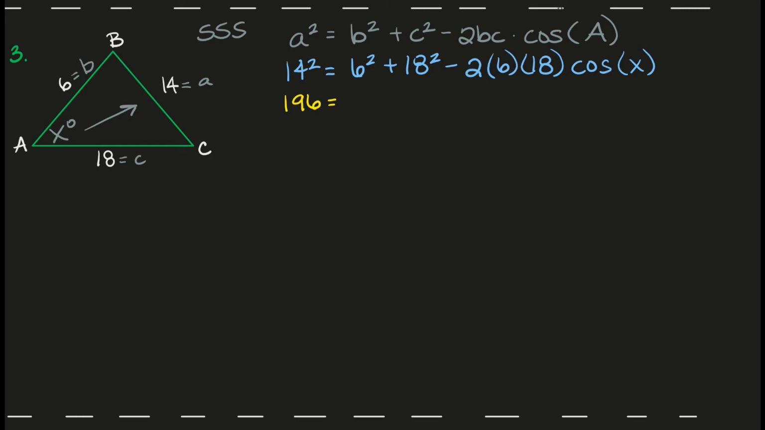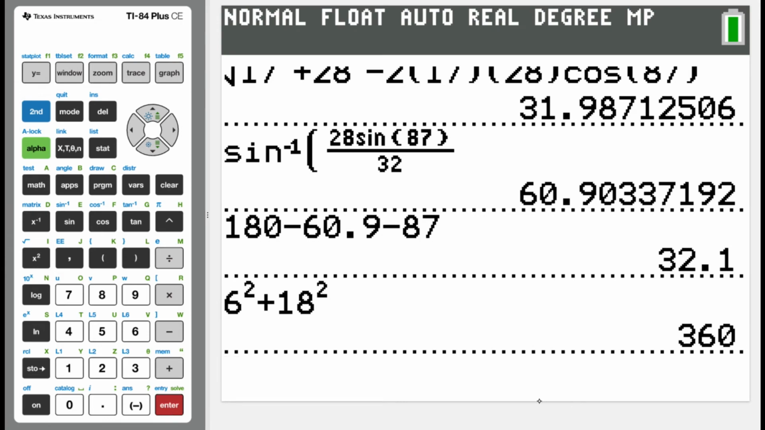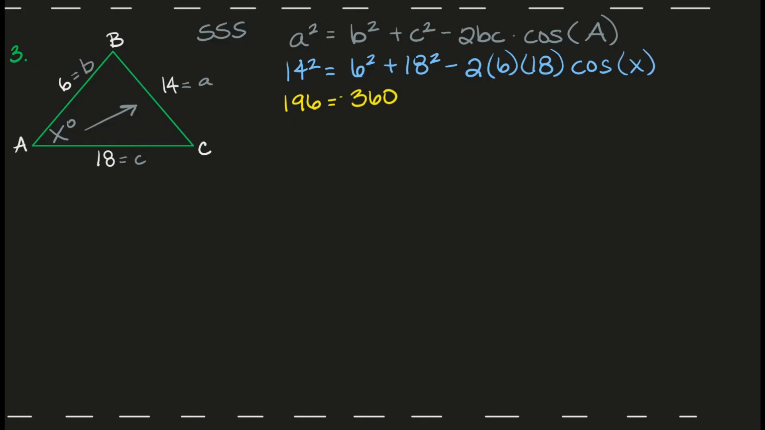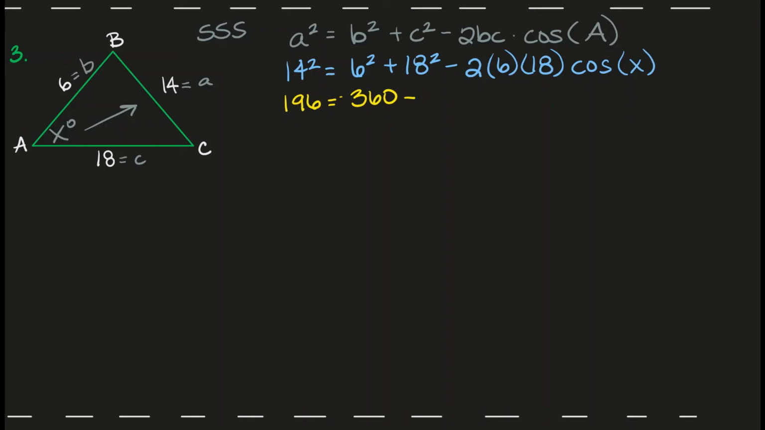So that's going to give us 196, 6 squared plus 18 squared. This is going to give us 360. 12 times 18, let's do that on our calculator. That's going to give us 216. Now here, I want to show you a little example, one that looks a little bit simpler than this. So let's say if I had 5 equals 6 minus 2y, and I said, I want you to solve here. It's the exact same thing as what we're given here.